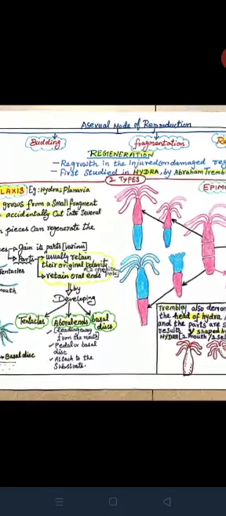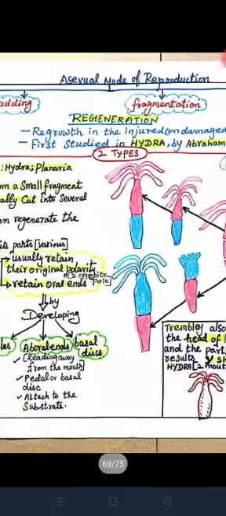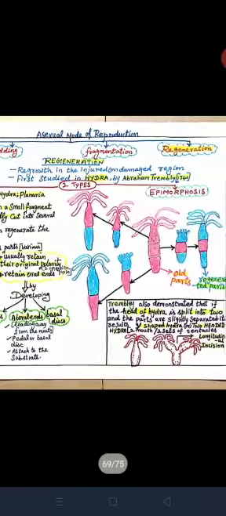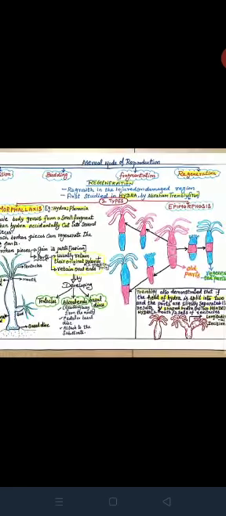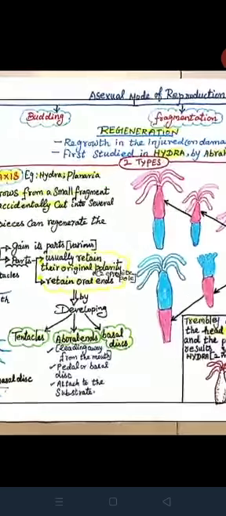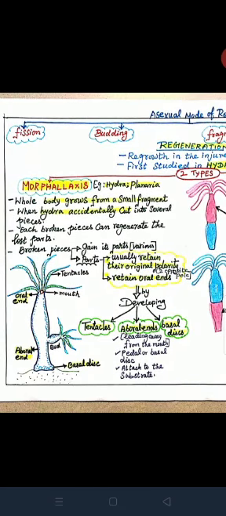There are two types of regeneration. Type 1 morphallaxis, example Hydra and planaria. Type 2 epimorphosis. In morphallaxis, whole body grows from a small fragment. This is the main concept. Listen to that. In morphallaxis, whole body grows from a small fragment.